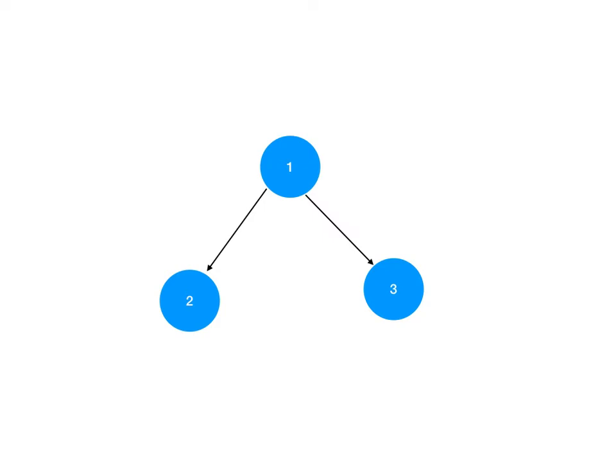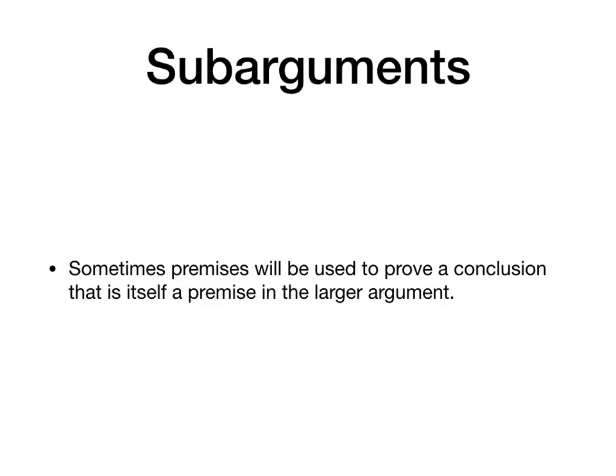An even more important way that arguments can be a bit more complicated, and one that'll surface a lot, is in sub-arguments. So what does a sub-argument mean? Well, sometimes premises will support or be used to prove a conclusion, and that conclusion will itself be a premise in a larger argument. Let me give you guys an example.